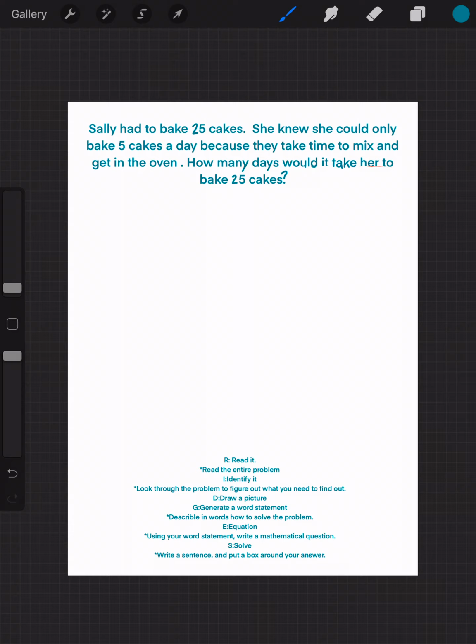Sally had to bake 25 cakes. She knew she could only bake 5 cakes a day because they take time to mix and get in the oven. How many days would it take her to bake 25 cakes?